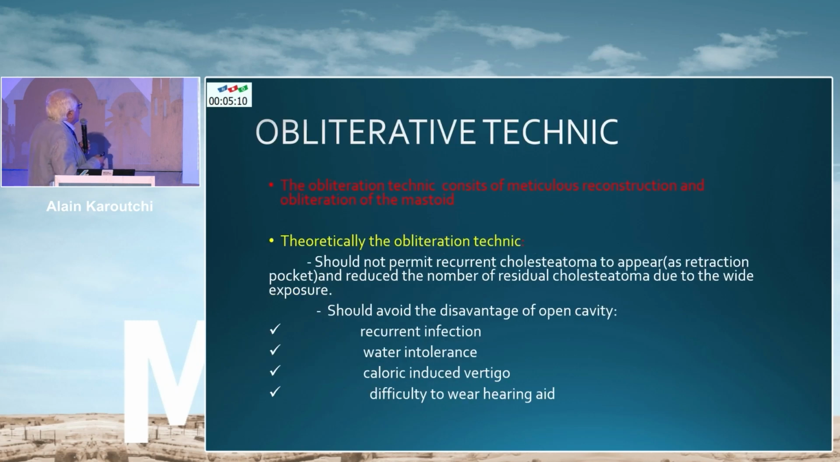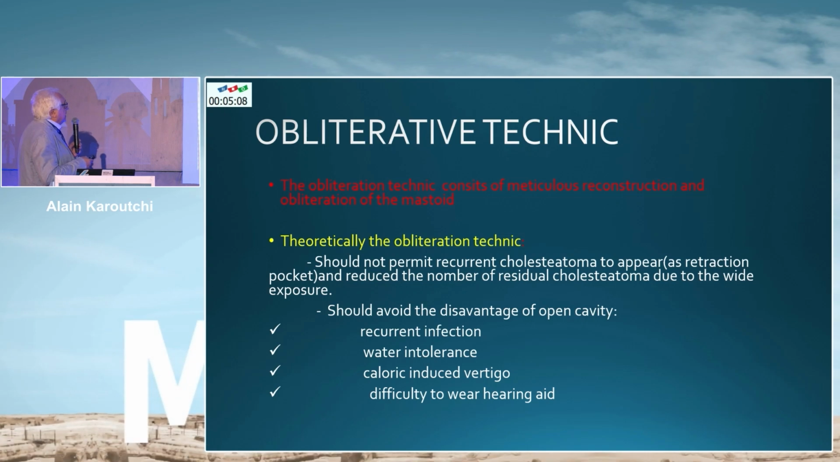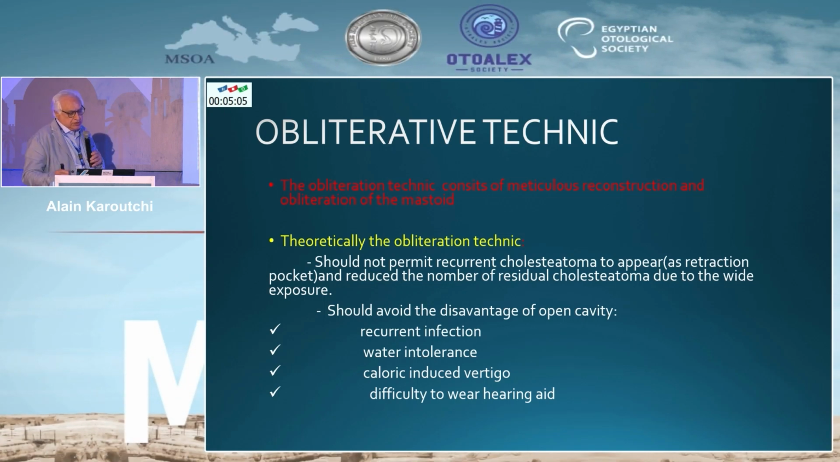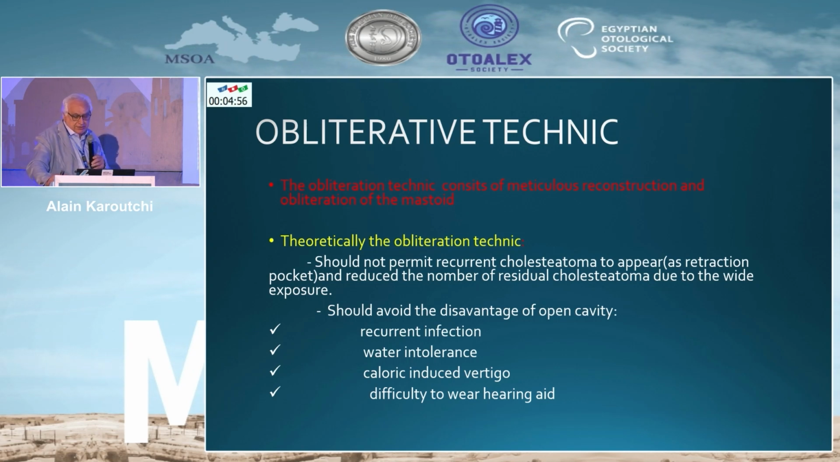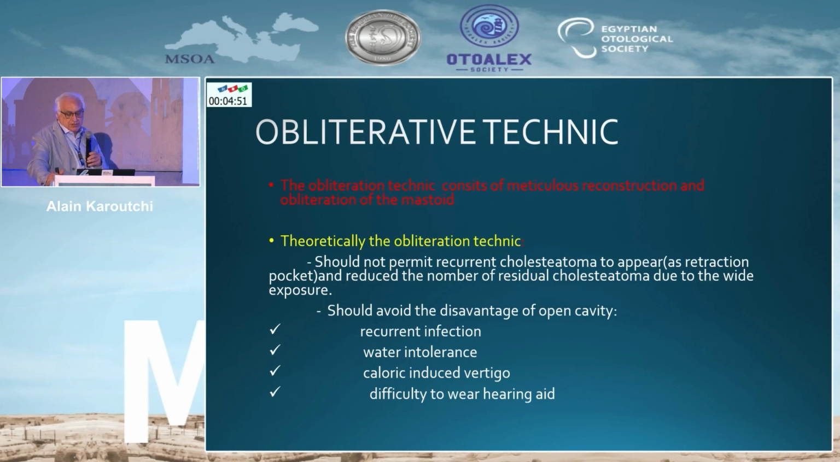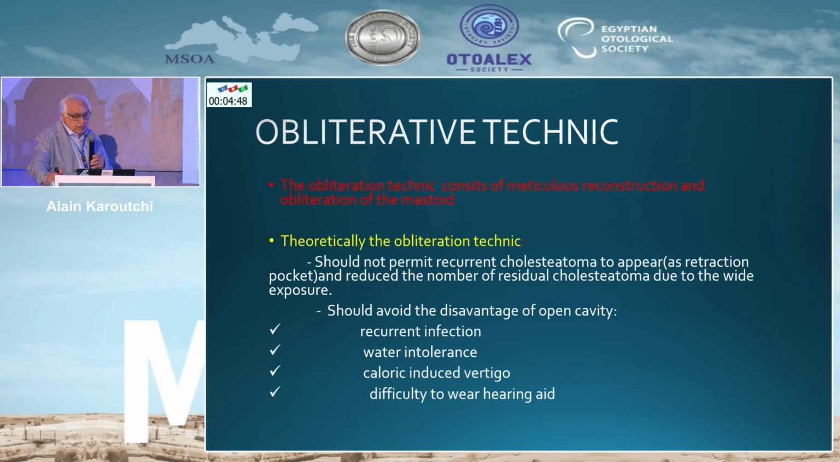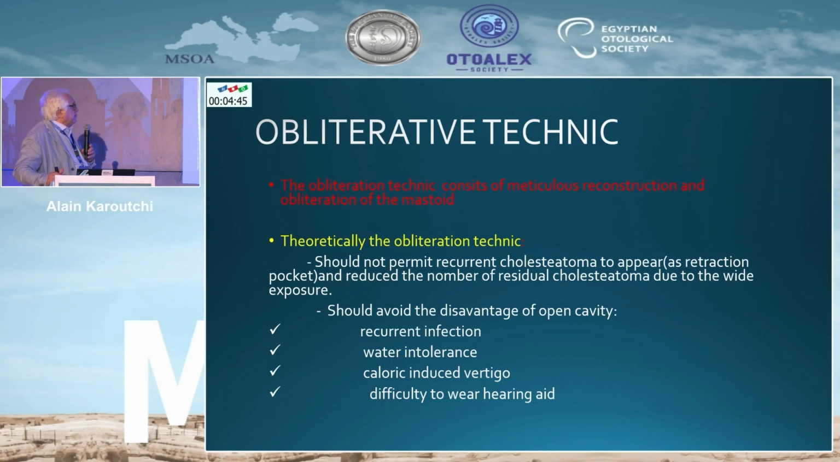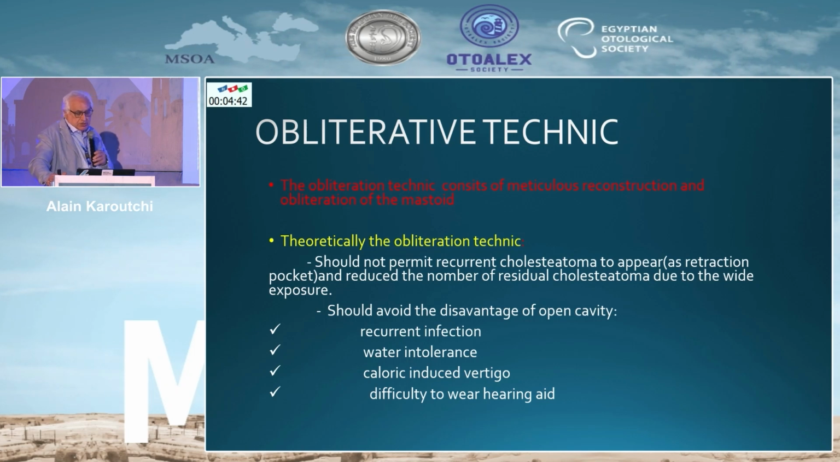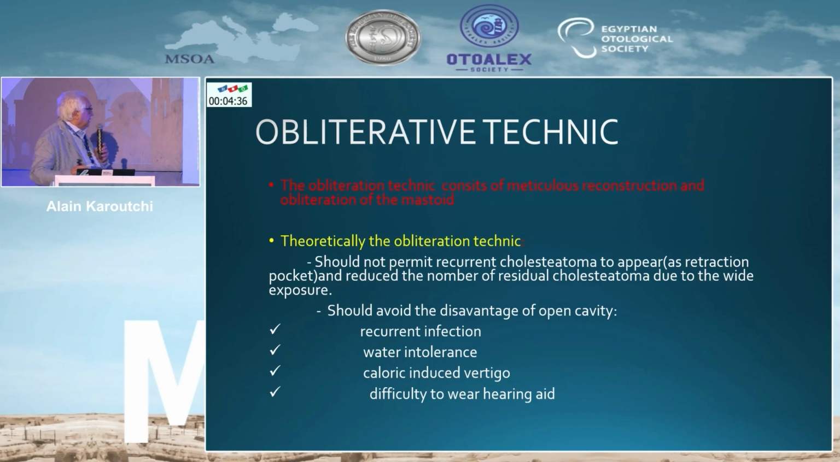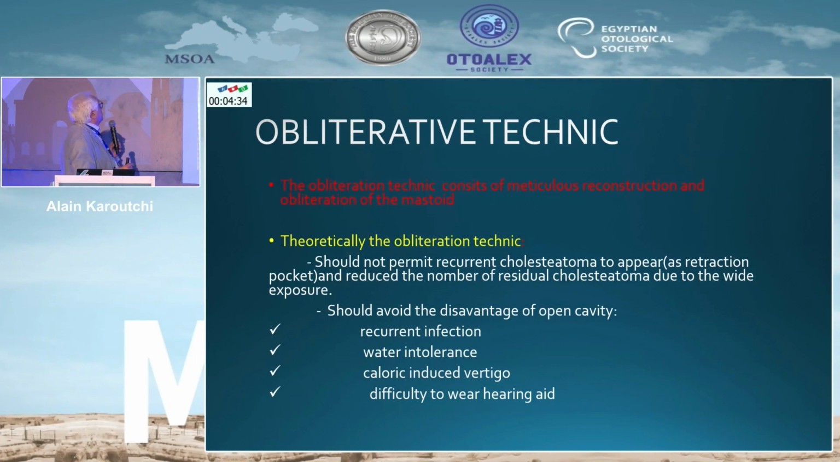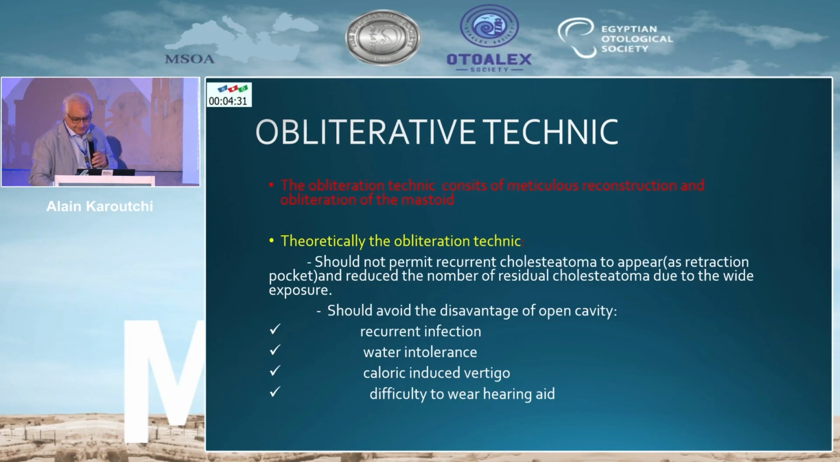So why the obliterative technique? The obliterative technique consists of a meticulous reconstruction and obliteration of the mastoid. Theoretically, the obliteration technique should not permit recurrent cholesteatoma to appear, like retraction pockets, or should reduce the number of residual cholesteatomas due to wide exposure. But it also has more importance in the open cavity, because it should avoid the disadvantages of an open cavity: recurrent infection, water intolerance, caloric-induced vertigo, and difficulty wearing hearing aids.